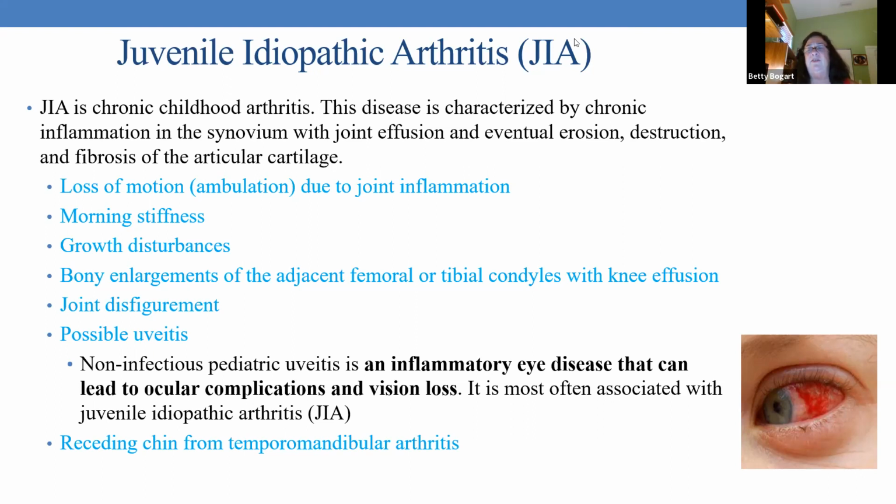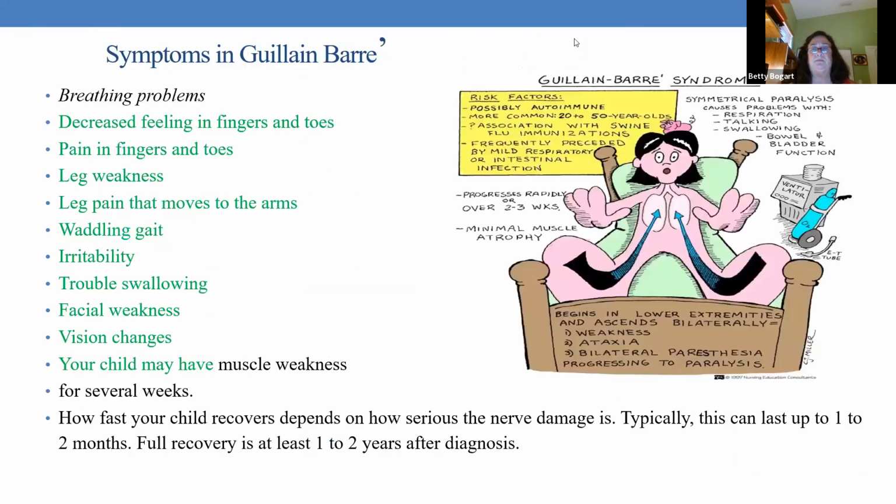And then there's something called uveitis. These children should have yearly eye exams. It is an inflammatory eye disease, and it can cause vision loss if not checked. And that is with JIA. Uveitis is one of it. So joint disfigurement, growth disturbances, morning stiffness, and loss of motion are things that we do see.